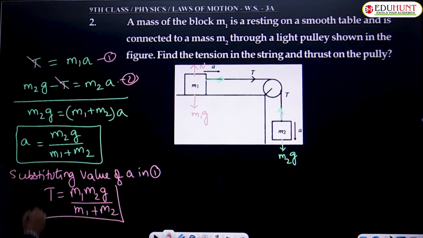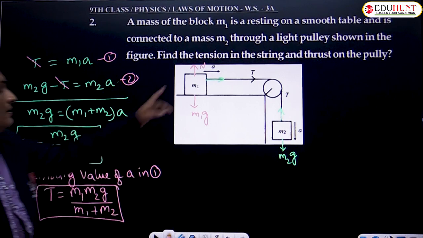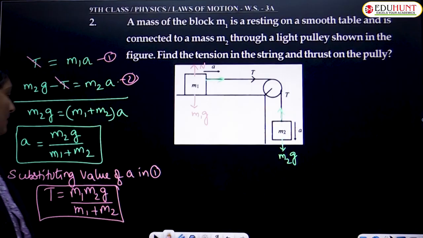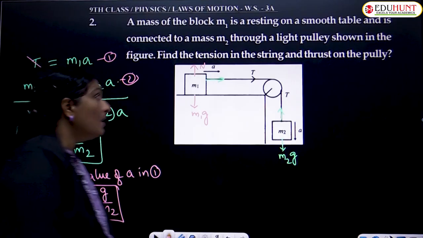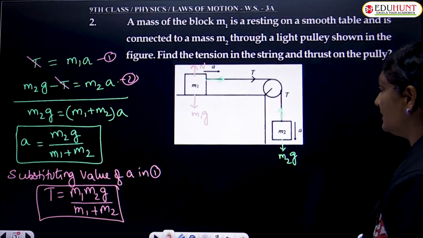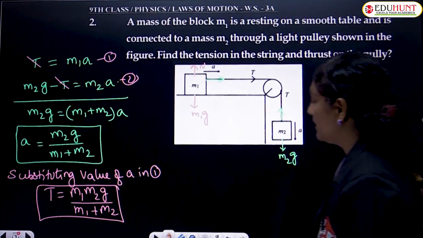So the tension in the system, whether here or here, along the pulley, along the string, the tension acting throughout the system is found to be M1 M2G by M1 plus M2. Now let us try to find out the thrust. Thrust is nothing but the resultant tension acting on the pulley.